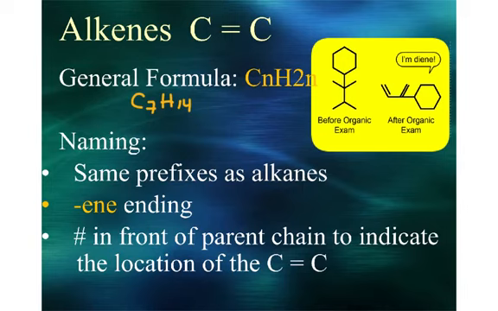All right, so naming is really similar to alkanes, so there's not too much new here, but we are going to change the ending to an -ene ending so that we can tell there's a double bond. The other thing we're going to do is number where the -ene goes. So right in front of the parent chain, when we see a number, it's telling us where to put the double bond.